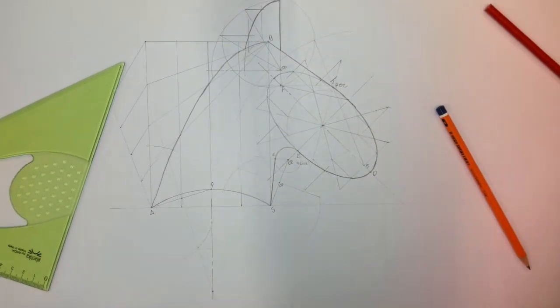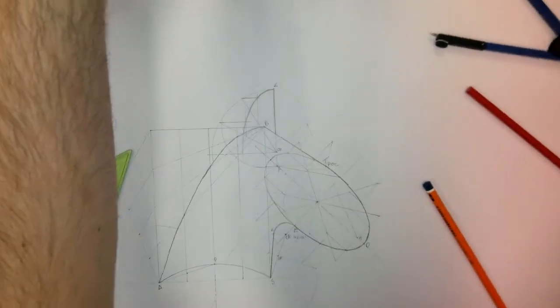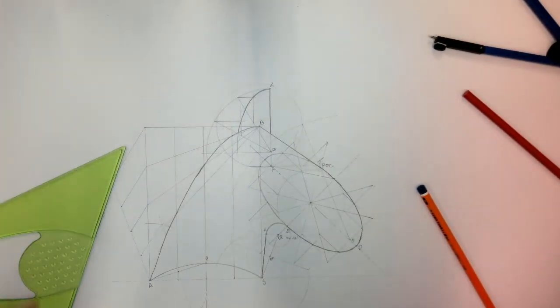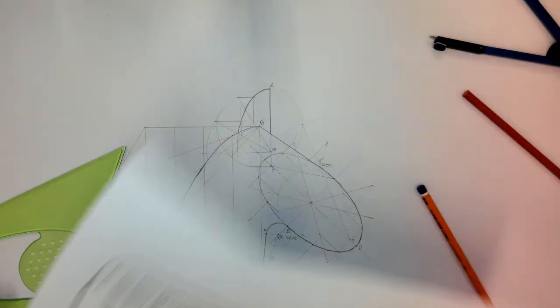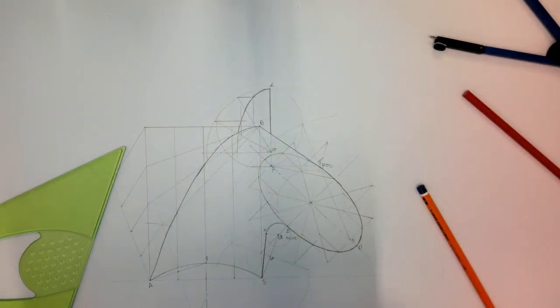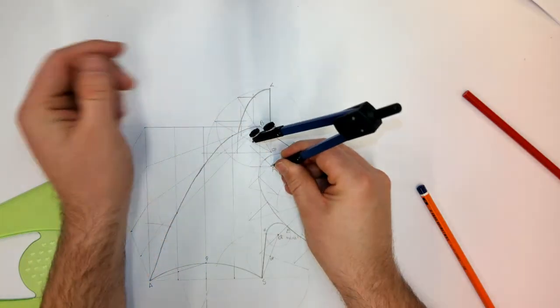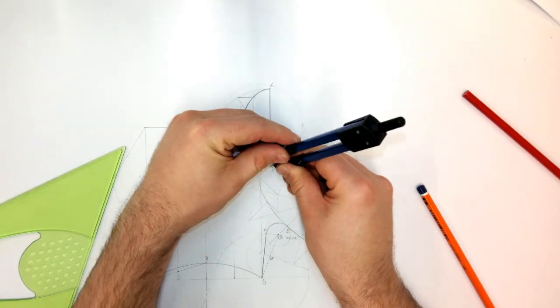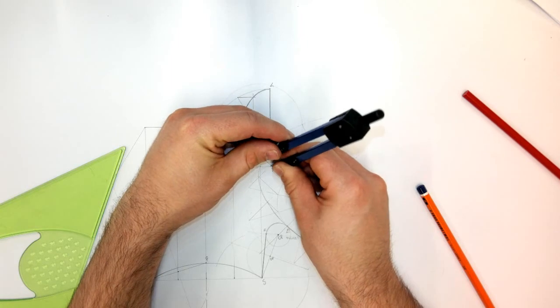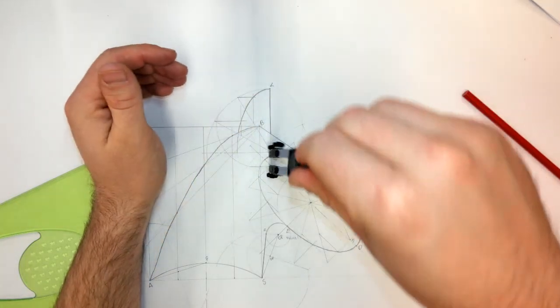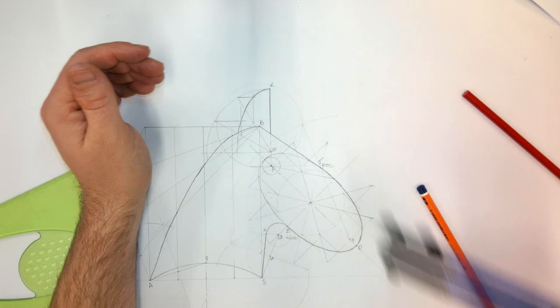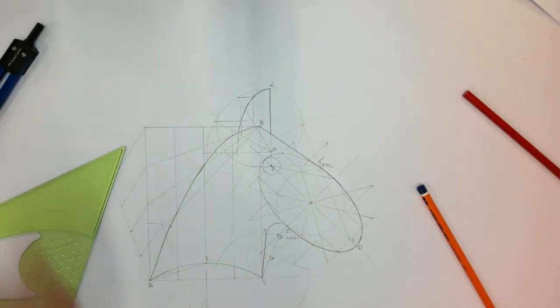So it is. Oh no, it's not complete, sorry. The eyes, I forgot the eyes. So the radius for the eye of the horse, focal point to the vertex of the ellipse, and there we go, and that's it.